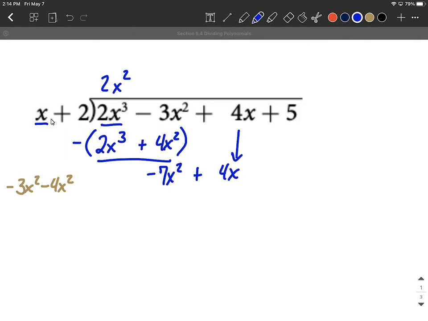So this time we think x, this first term, multiplied by what will make negative 7x squared. Just focus on this first term. So x times negative 7x is going to make that negative 7x squared. Distribute. So whatever went up here in our quotient, negative 7x times x is negative 7x squared. And then negative 7x times 2 makes minus 14x. Then remember, we subtract down.